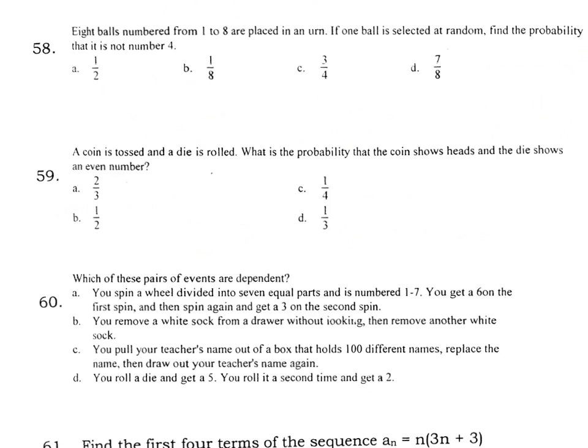Continuing on with probability, question 58. 8 balls are placed in an urn. Hey, we got an urn again. That's exciting. And we're going to draw one number, and we want to know the probability that it's not a 4.